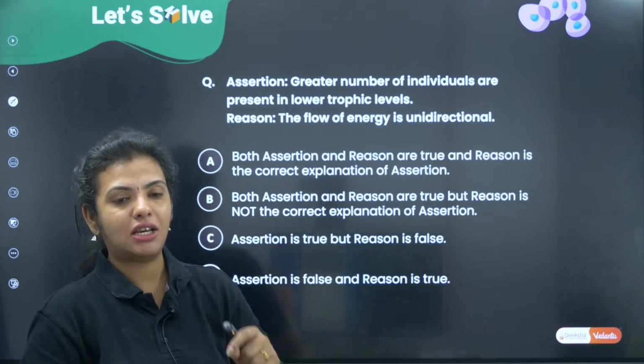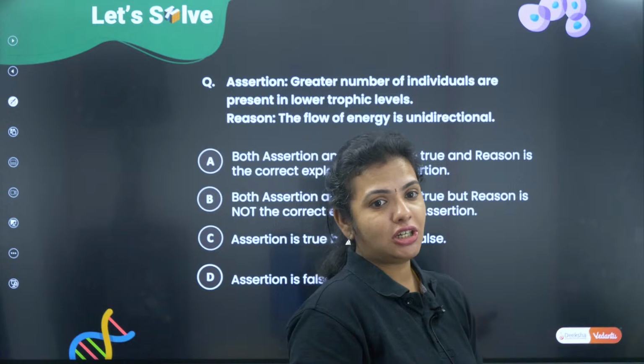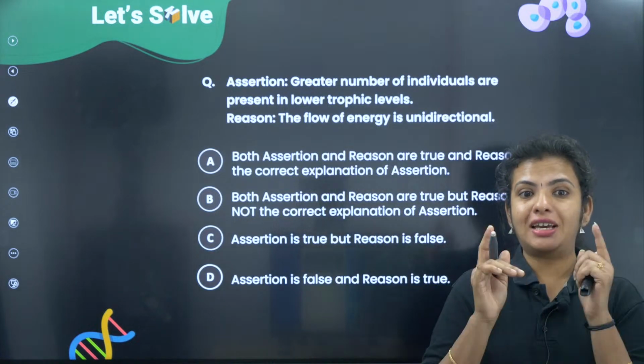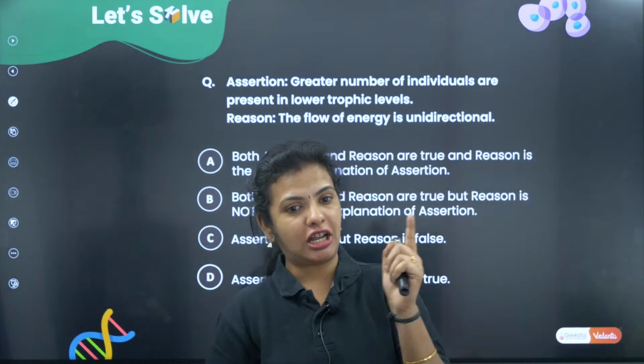So Netra, just read the assertion and reason once again. Greater number of individuals are present in the lower trophic level.